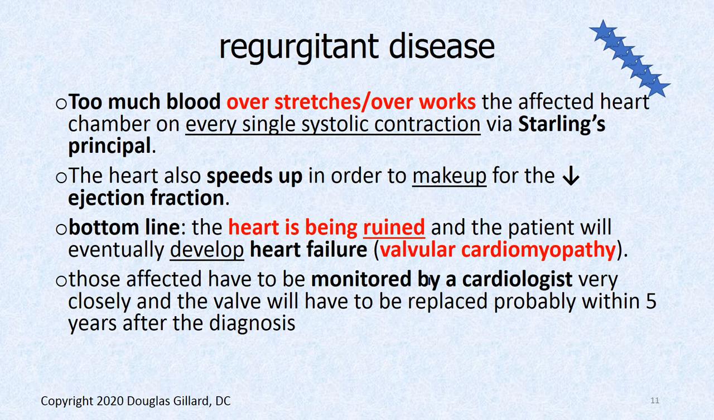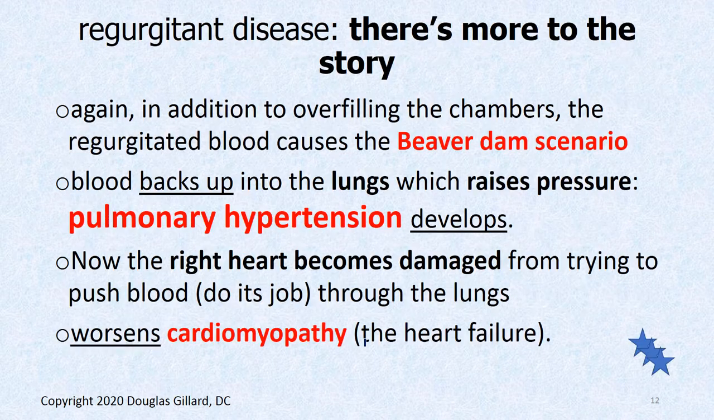So these patients have to be monitored by a cardiologist. Usually by the time they go in to the cardiologist, they're having dyspnea on exertion, and they don't feel good. And the rule of thumb is they have about 5 years. I actually know a student who had this problem, and about 5 years is all the cardiologist gave the student, and you're going to have a replaced aortic valve, which isn't the end of the world. Of course, that's a fairly successful surgery. But there's more to the story.